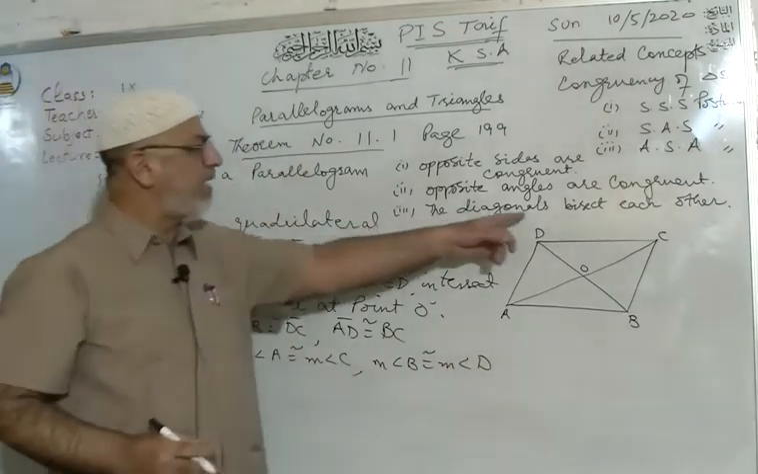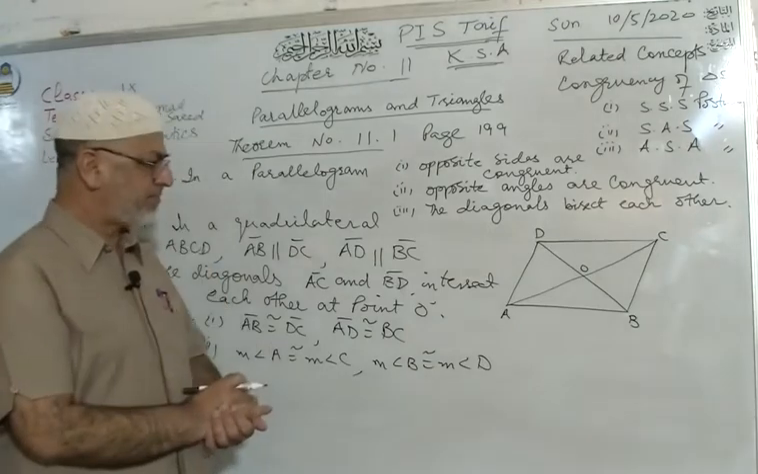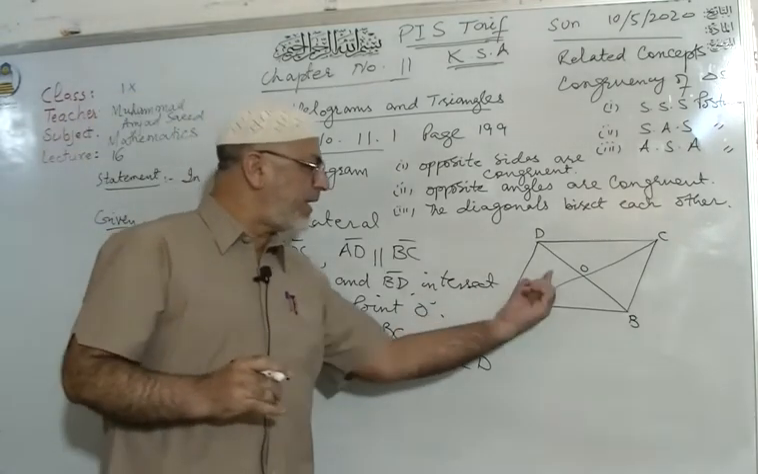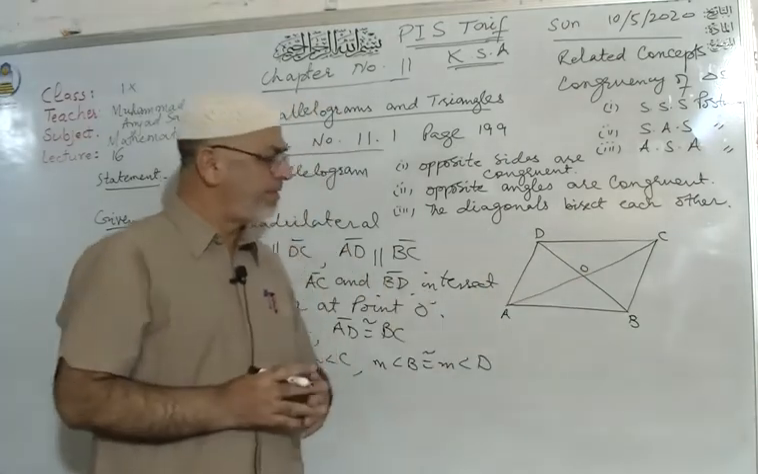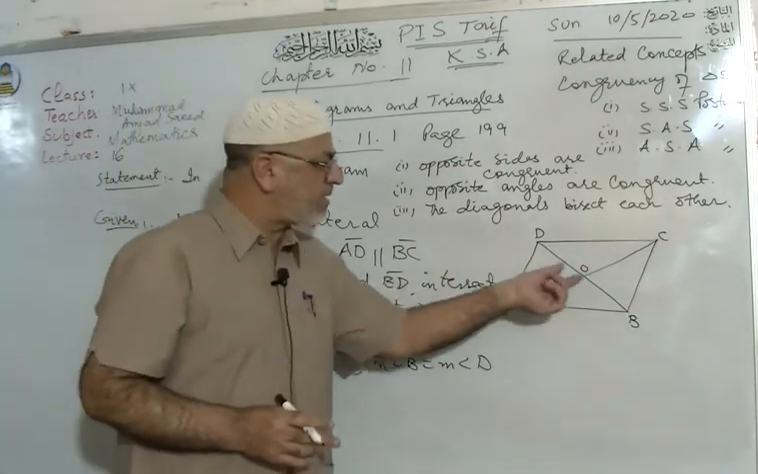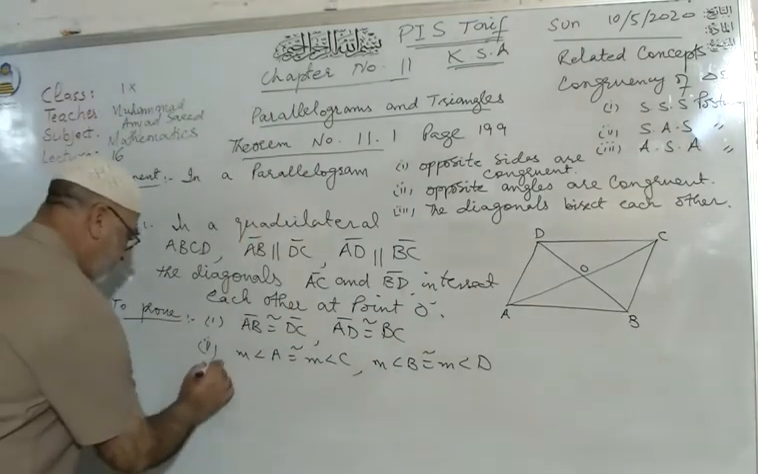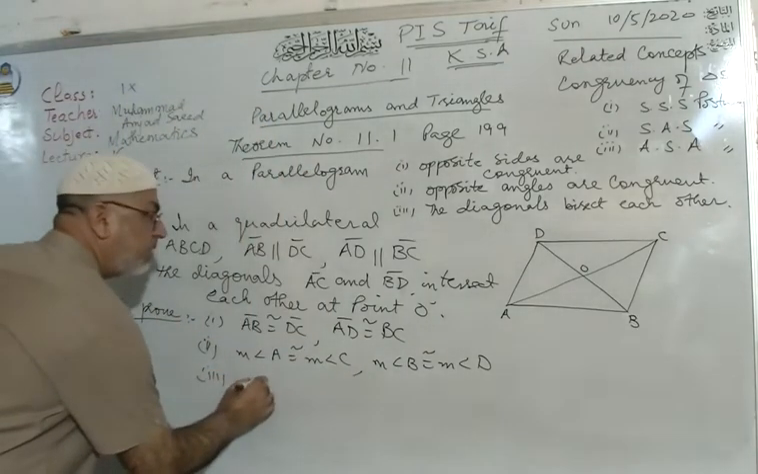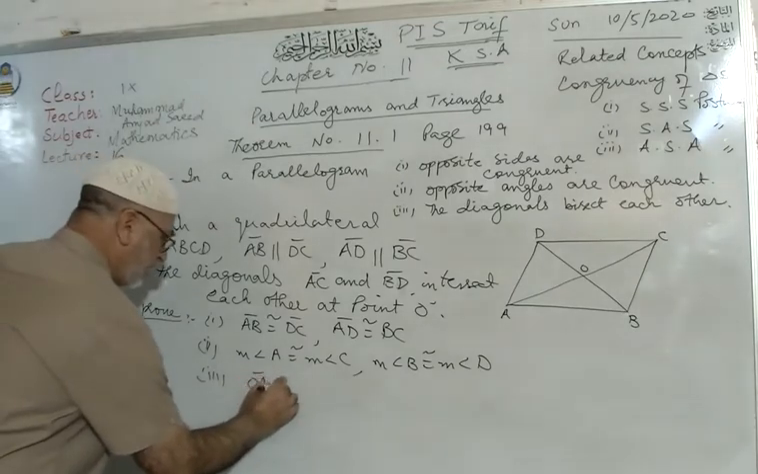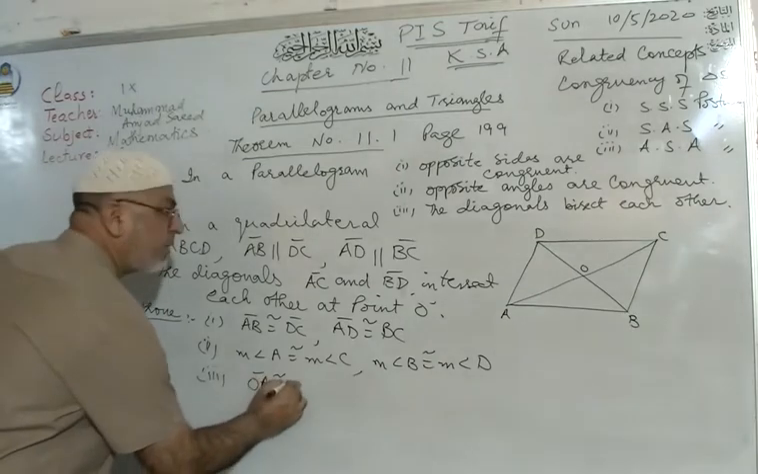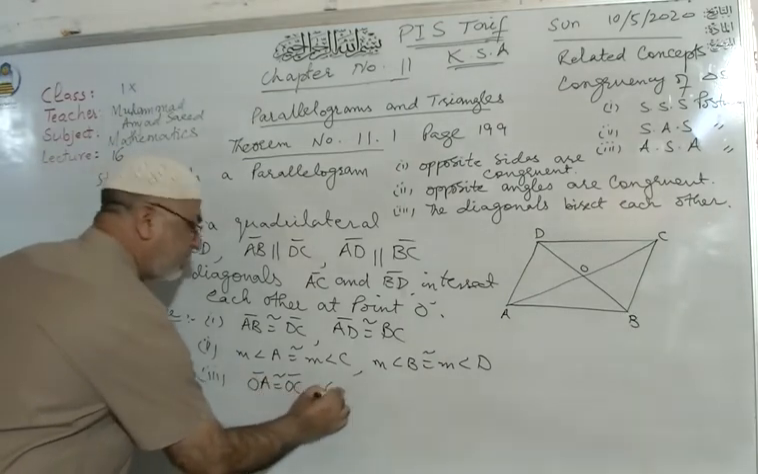After that, the diagonals bisect each other. Diagonals bisect each other means OA is congruent to OC and OB is congruent to OD. This is number 3.